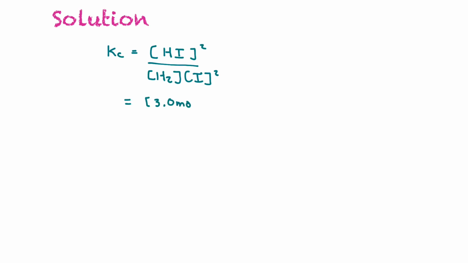So the first thing that we need to do is write the equilibrium expression. Kc is equal to, remember, the concentration of the products over the concentration of the reactants to the powers of their coefficients. So it's going to be HI squared over the product of H2 times I2. And then we will now sub in our values. So that's equal to 3.0 moles per liter squared over the product of the two reactants, so 0.46 moles per liter times 0.39 moles per liter.